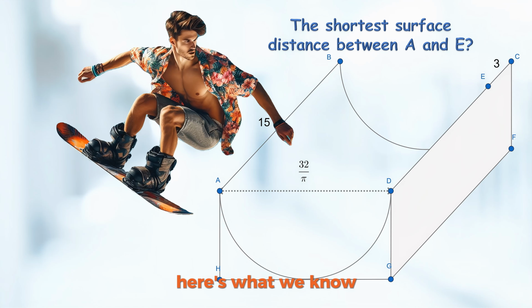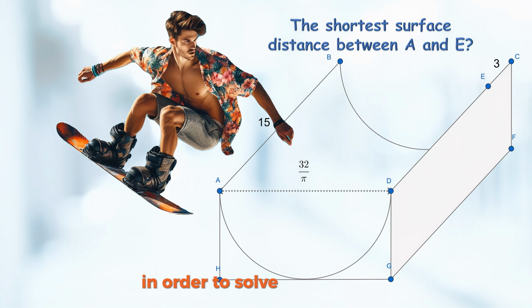Here's what we know. Both AB and CD have a length of 15, respectively. EC has a length of 3. The cross-section of this half-pipe is a semicircle with a diameter of 32/π.